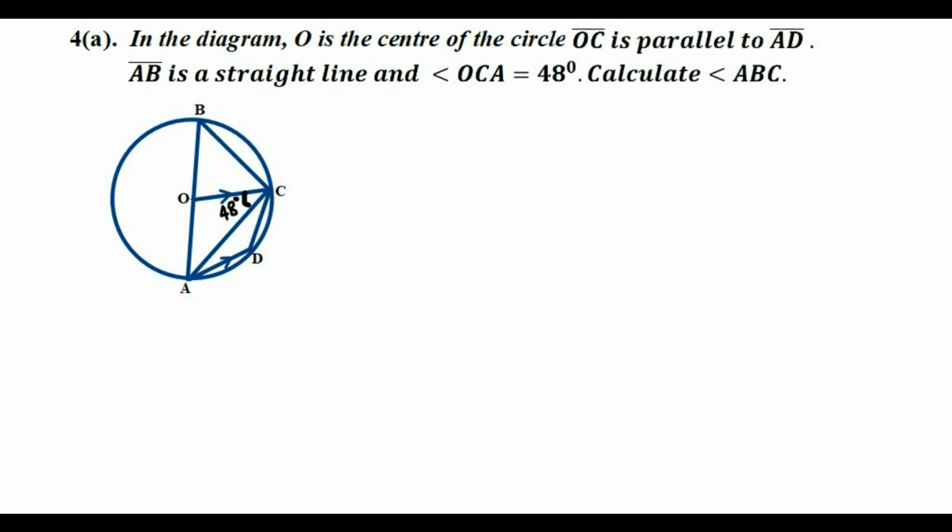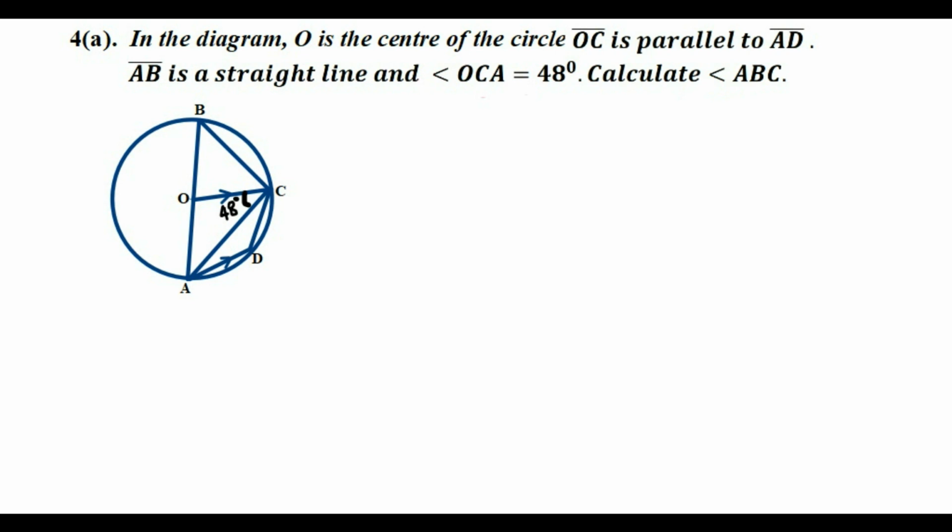In this question, we have it that in the diagram, O is the center of the circle and distance OC is parallel to distance AD. And the distance AB is a straight line, and angle OCA is 48 degrees. Calculate angle ABC.